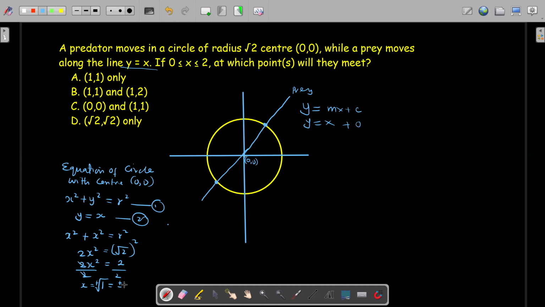Since we know that x is plus or minus 1, and y is exactly x, y also is going to be plus or minus 1. So the coordinates of these two points are (1, 1) or (-1, -1). The only answer that satisfies this question is option A. So at the coordinate (1, 1), the predator will meet the prey. So that's the end of that solution.